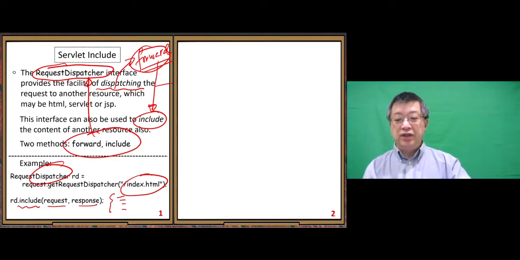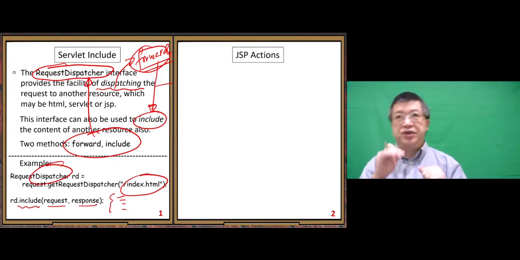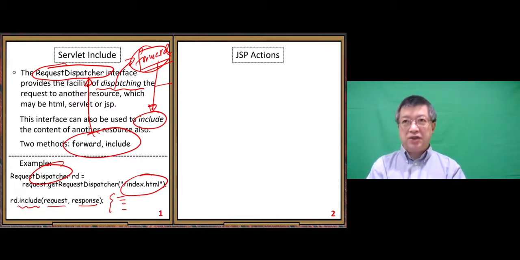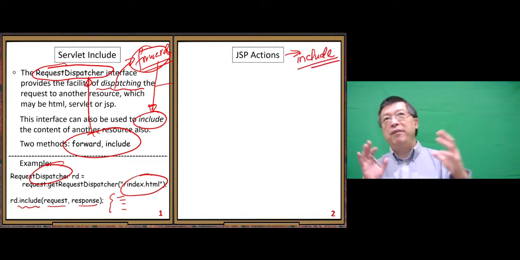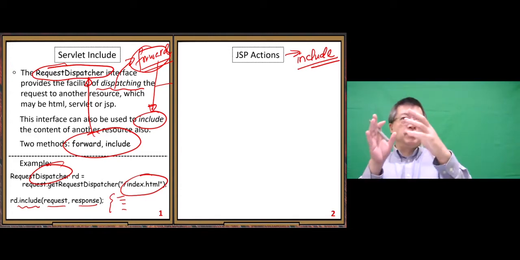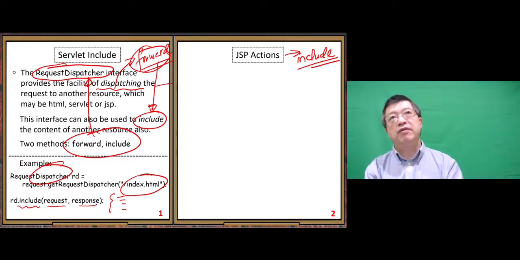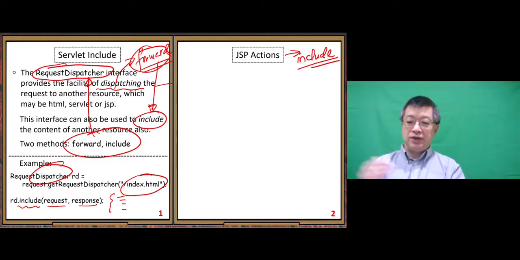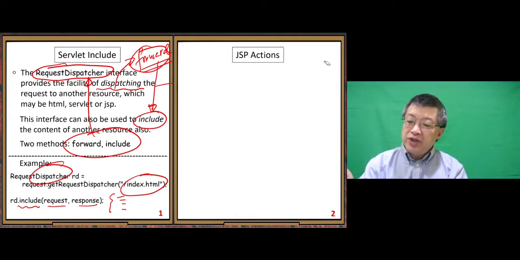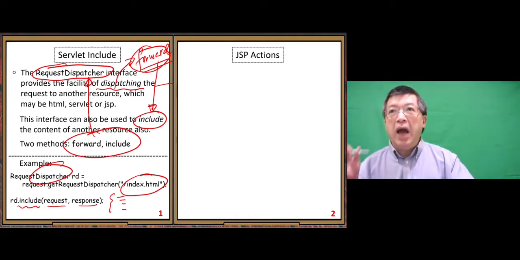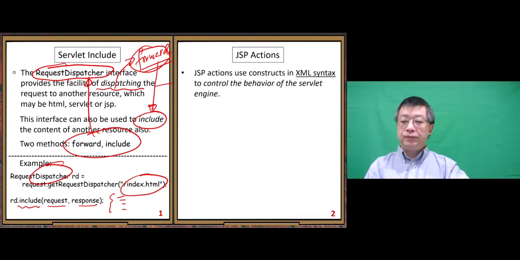Before we do the discussion, I want to introduce another concept called JSP actions, because using this action, we can also do include. That's another include, which is why we want to compare different ways of file inclusion. So let me introduce this concept first. What is the JSP actions concept?